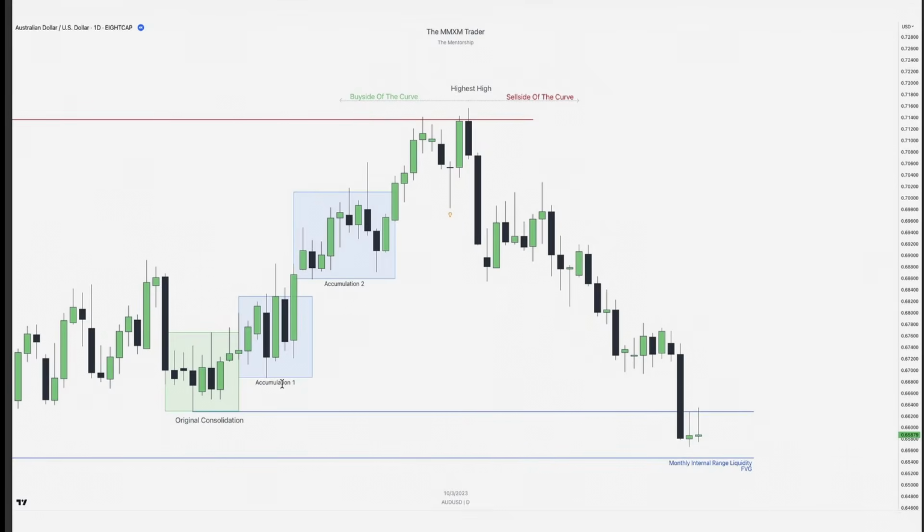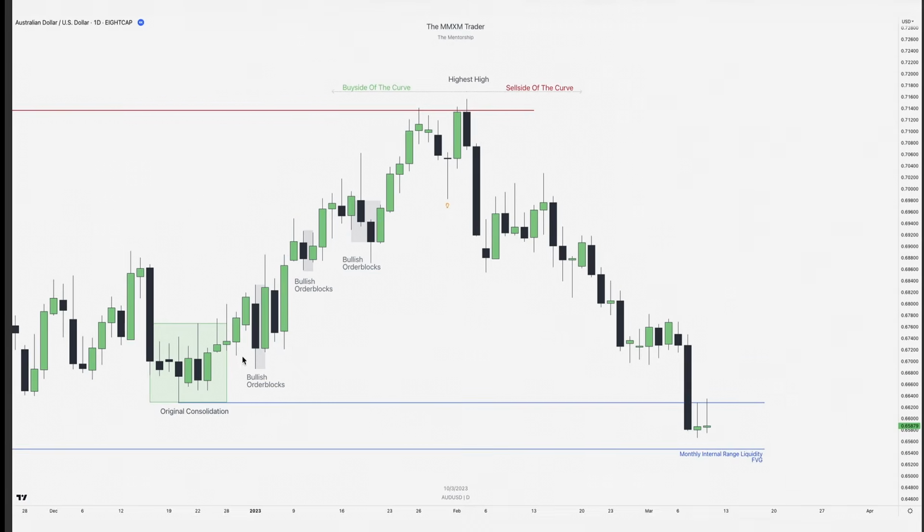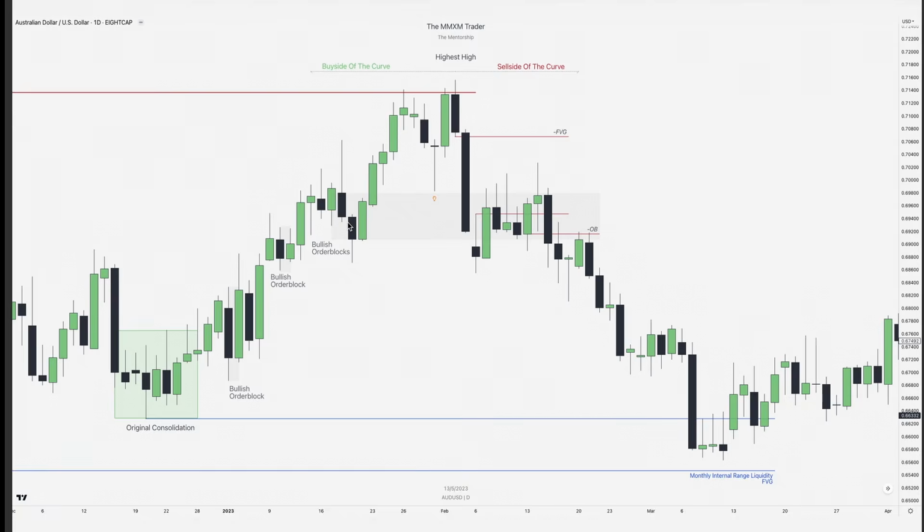All right, so here's the Australian dollar example again. We went from the monthly external to internal range liquidity. Here are your bullish order blocks. So your mitigation blocks, we want to extend this out to the sell side of the curve, and then we want to pair it with a PD array that forms within the range of the bullish order blocks turned mitigation. You can see we extend the first one out. Does it have a PD array that forms within it? Yes, we have the fair value gap here that forms within it.